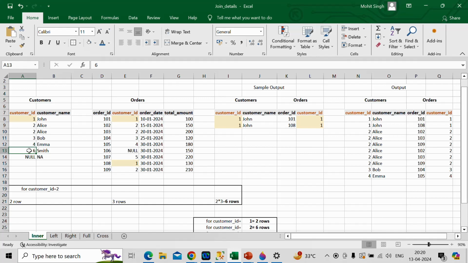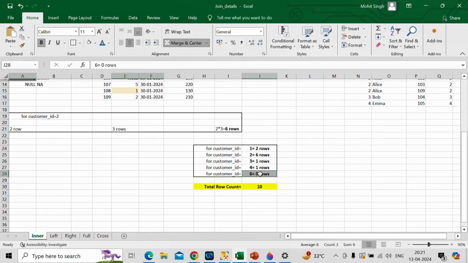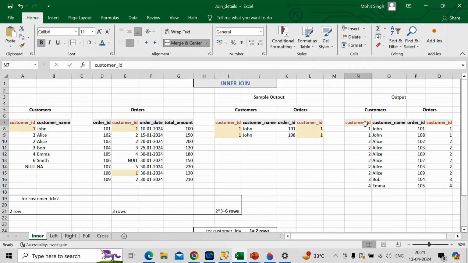And for the next row, the customer ID value is 6. So it will go and find its value, but unfortunately, it will not find a matching record in this column of the orders table. Okay. Since it has not found a matching record, we can say that for customer ID 6, the row count is 0. In this table, we have one record, but in this table, we have 0 records. So 1 into 0 equals 0. That's why we will not see any record with customer ID value 6 in the output table.